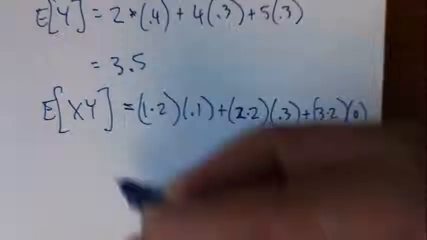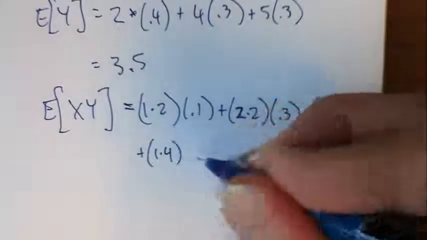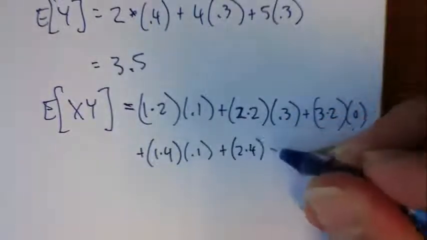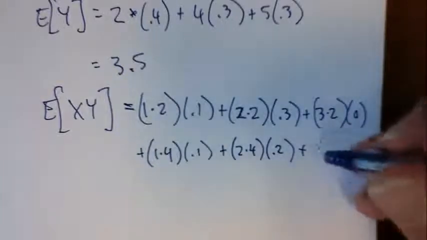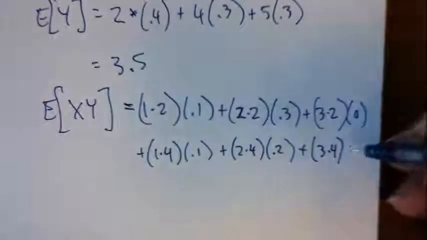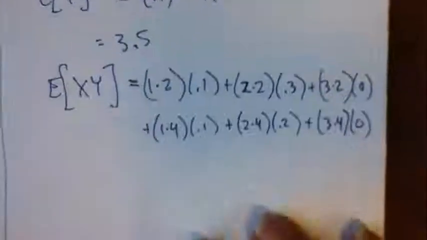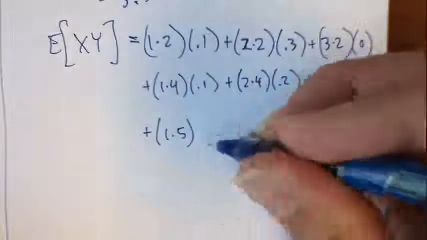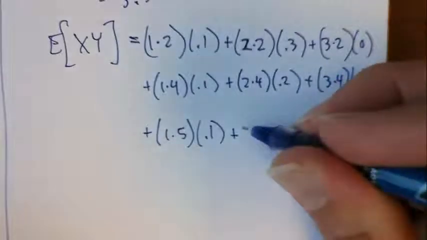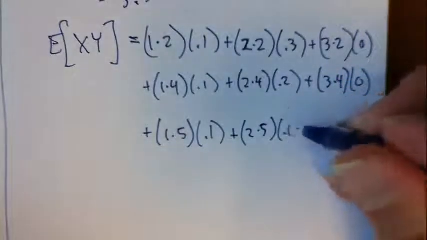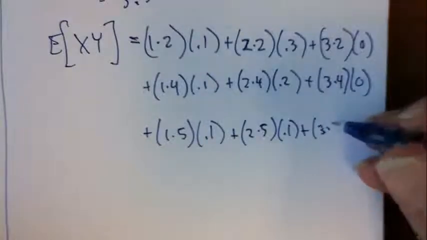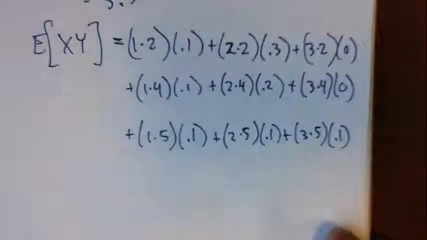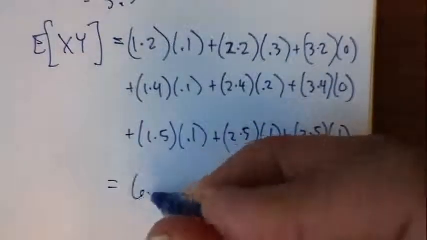Or 1 times 4 with probability 0.1. Or 2 times 4 with probability 0.2. Or 3 times 4 with probability 0. Or 1 times 5 with probability 0.1, or 2 times 5, probability 0.1, or 3 times 5 with probability 0.1, right? And I think if you do all this, you should get 6.4.